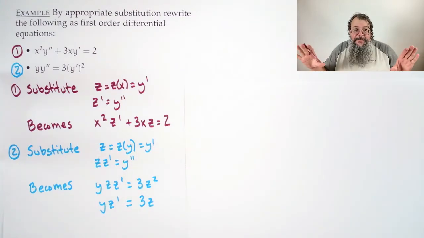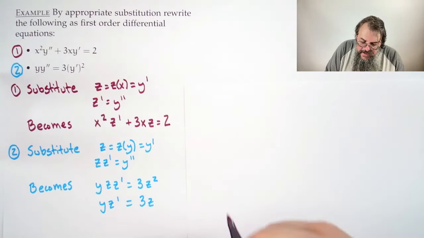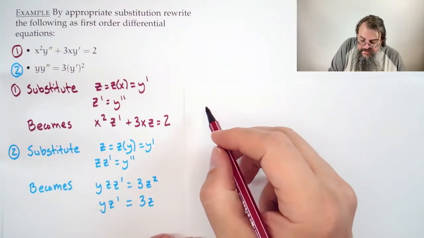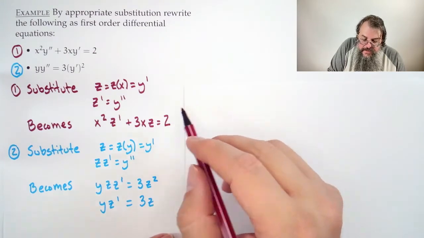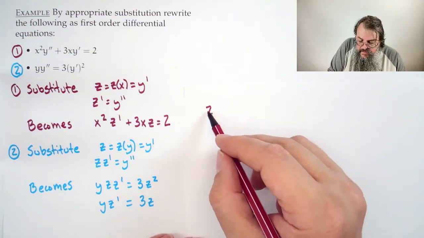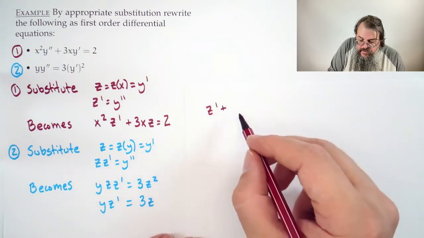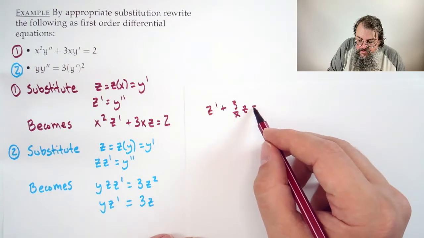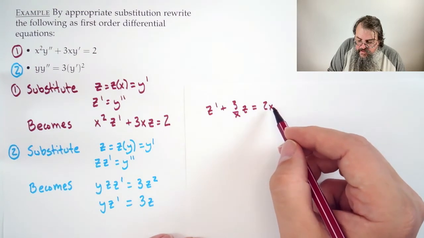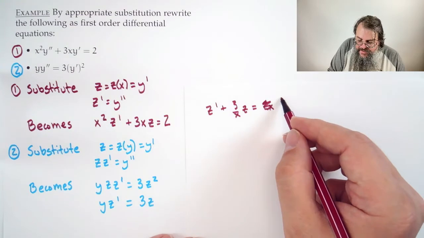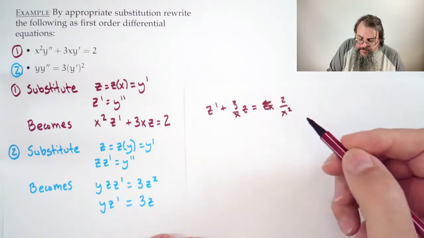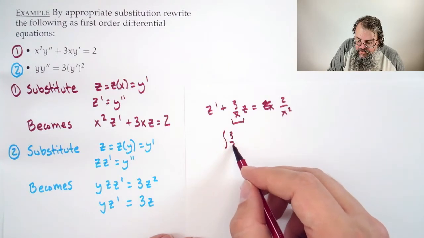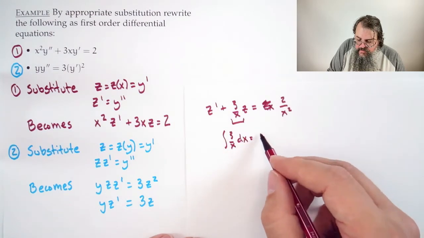All right, let's follow that one through. So what happens? Well, this is a linear first order because there's no second derivative anymore. Divide by x squared. So z prime plus 3 over x times z is equal to 2 over x squared. And we come here, we integrate 3 over x, and that's not so hard.